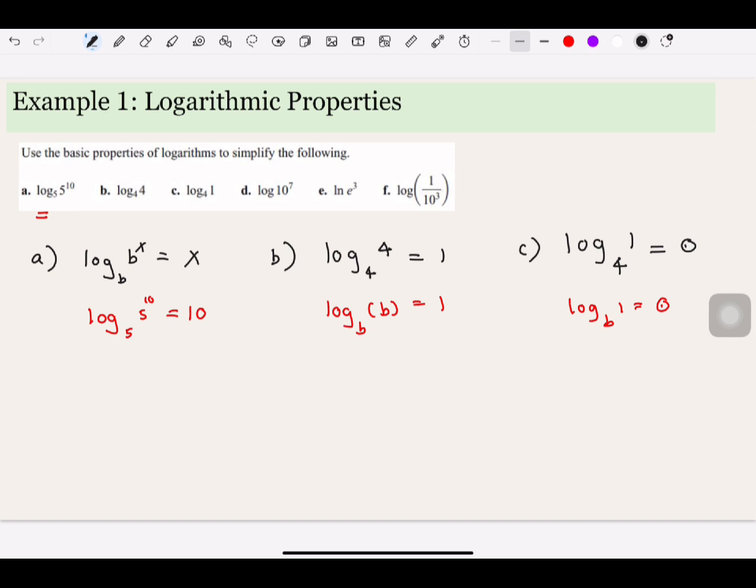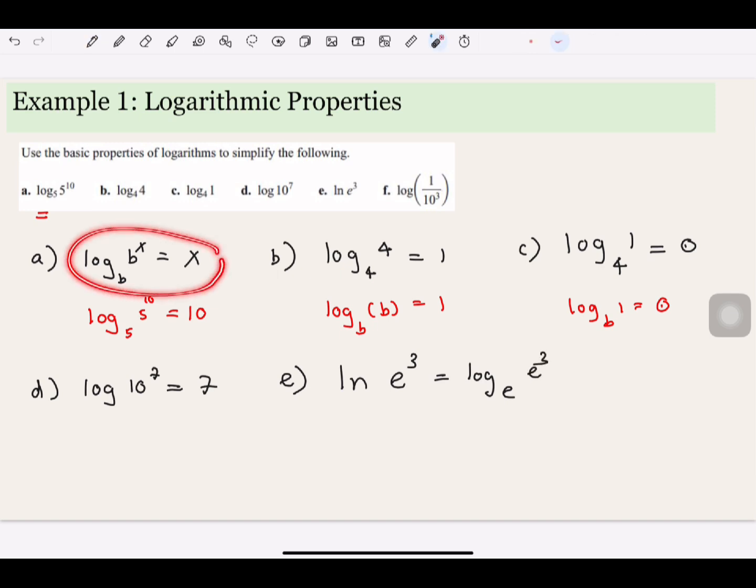Okay, moving on, D, log 10,000,000, that is log of 10 to the power 7. Here you don't see a base, which means the base is 10, the common logarithm. So you can again use this identity because the base is 10. If you use this identity, the answer will be equal to 7. Part E. You have to get ln e to the power 3. Here ln means this is the natural logarithm. So this is equivalent to log base e of e to the power 3. Again, we can use this identity. So here the answer will be equal to 3.